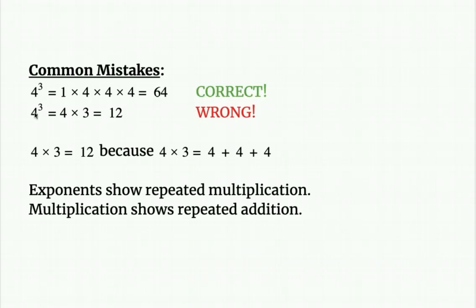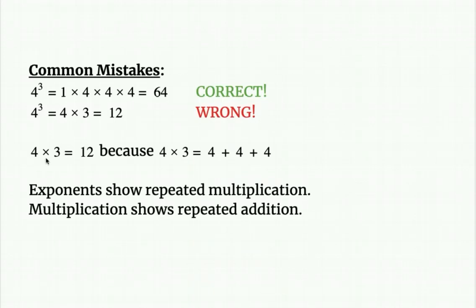Sometimes people see the 4 to the 3rd power and they change it into 4 times 3, which is 12. It's not the same answer. So it's important for you to know that 4 times 3 and 4 to the third power are very different. Remember, exponents show repeated multiplication. This is multiplication that's being repeated again and again, times 4, times 4, times 4.